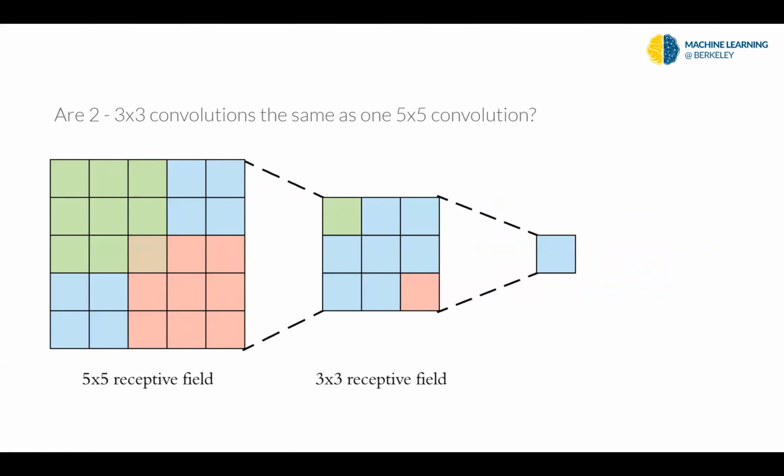So now we get to the question: are two 3x3 convolutions the same as one 5x5 convolution? Does anyone have any ideas why one might be better than the other?